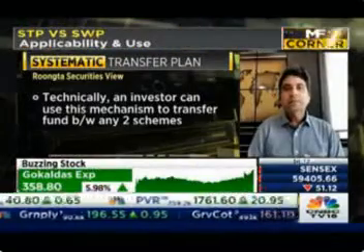Systematic withdrawal plan, on the other hand, is not a transfer mechanism between two schemes. As I said, it is a withdrawal option wherein there is a redemption from your scheme at a specific interval and the money comes back into your bank account. Okay, so you could even choose to combine them, right? STP and SWP, if one was so inclined.